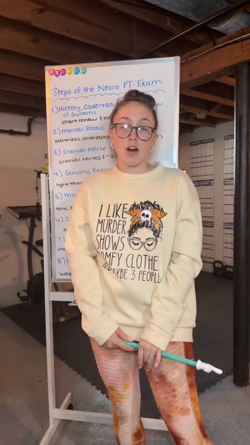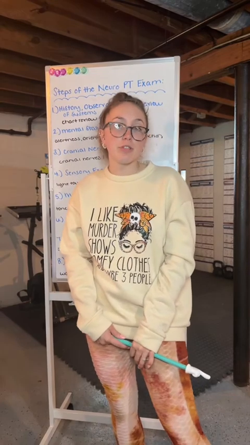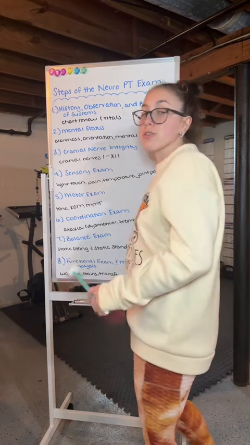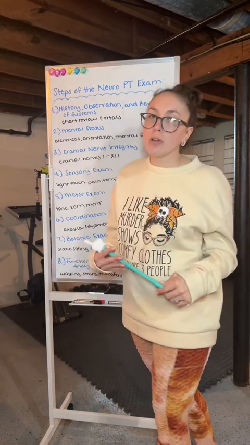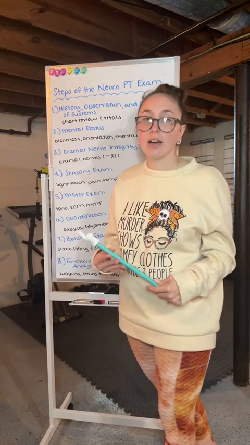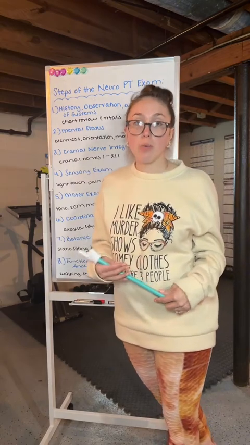The first section of our exam will include history, observation, and review of systems. So when we're doing this very first step, we're also going to do our chart review, and when we're looking in the chart review, we're going to look for medications, precautions, vitals, things like that. This is very important because we want to know what we're walking into.